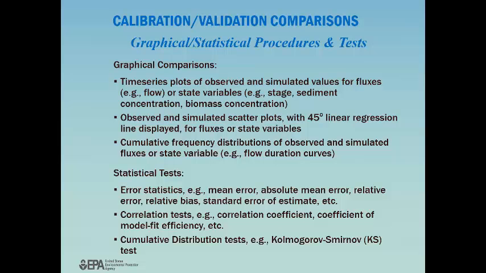Graphical and statistical tests are shown here. I won't go through all of these, but these are the types of things to look at, and I'll show examples of most all of these in subsequent slides. Some of the statistical tests include mean error, mean absolute error, bias statistic, correlation coefficients, and coefficient of model fit efficiency. This is also called the Nash-Sutcliffe coefficient that has been widely used in recent years.